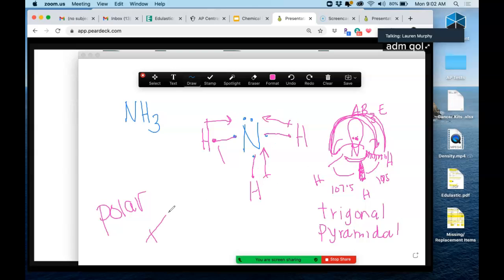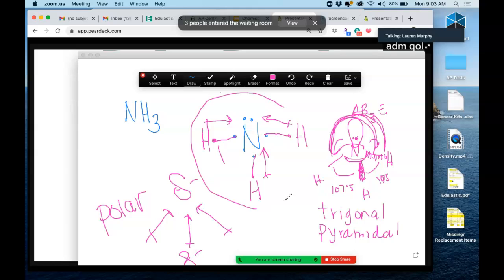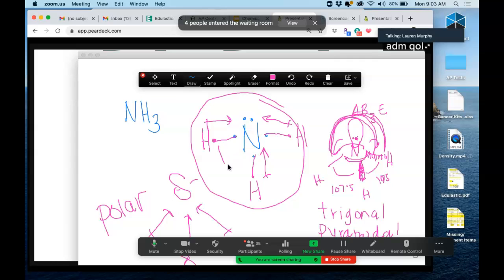Now, if you notice, that means all of the electrons are being yanked towards the nitrogen. So all of these dipoles are going to one location, making this end slightly negative and this end slightly positive. So ammonia is a polar molecule. It has polar covalent bonds, and the whole molecule itself is also polar because all of the dipoles pull towards the nitrogen. They don't cancel out. So polar bonds and a polar molecule, meaning ammonia behaves similarly to water.